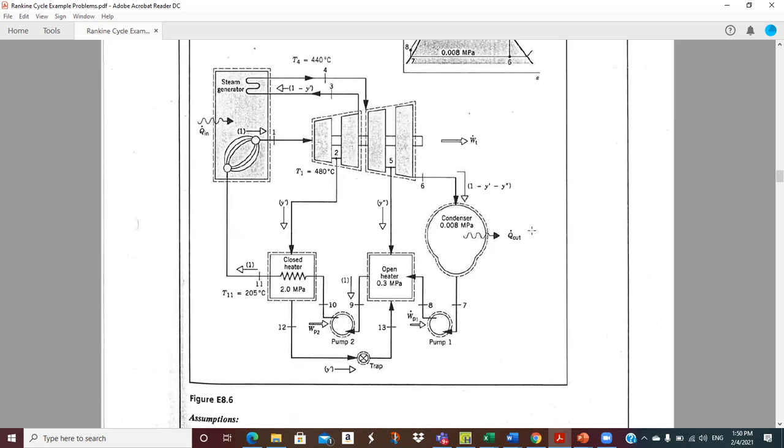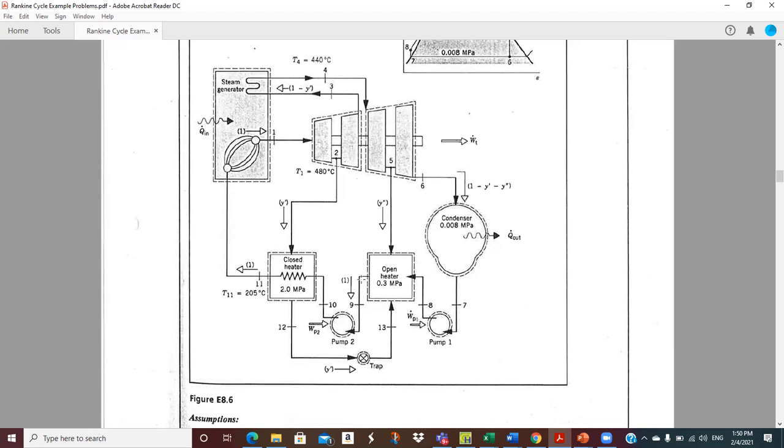We're rejecting heat probably to a lake or a river. Could be the atmosphere. They like to put these things on bodies of water so that the heat transfers better. And then we've got our low pressure pump pumping out of the condenser up to the open heater. And of course, we've got the y double prime extraction coming in. They mix together.